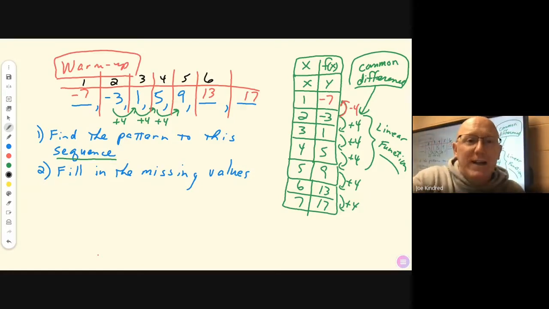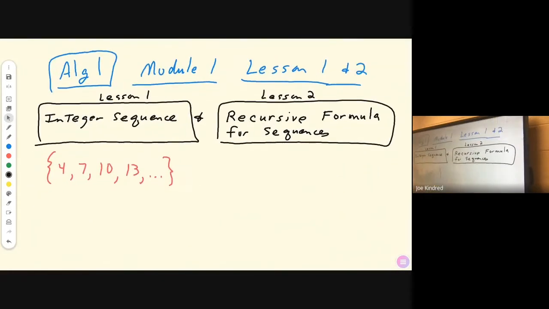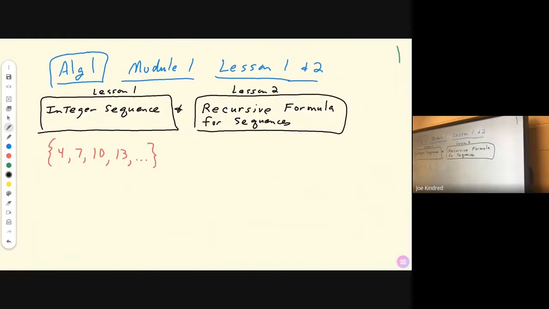Okay? So let's take this warm-up problem and now look at sequences and what we're going to do with them. In this particular lesson, 1 and 2, it deals with looking at integer sequences as well as this new concept called writing the recursive formula for a sequence. And in fact, it's a very simple concept.